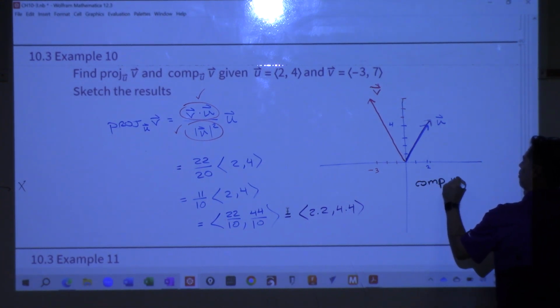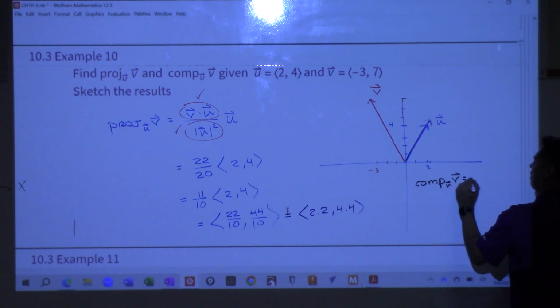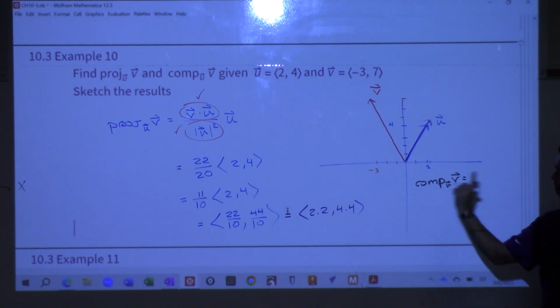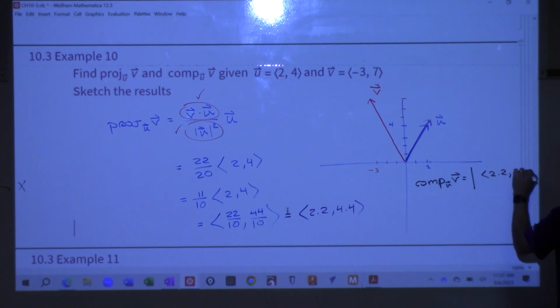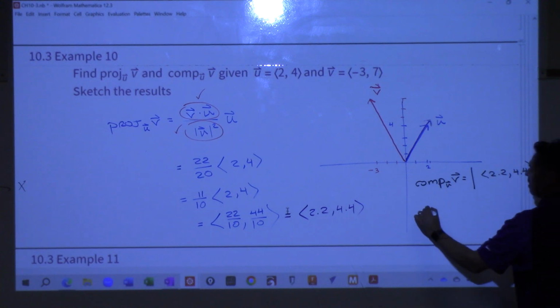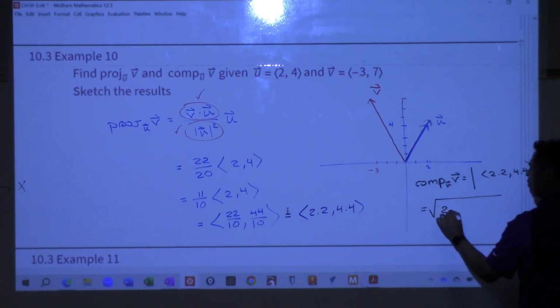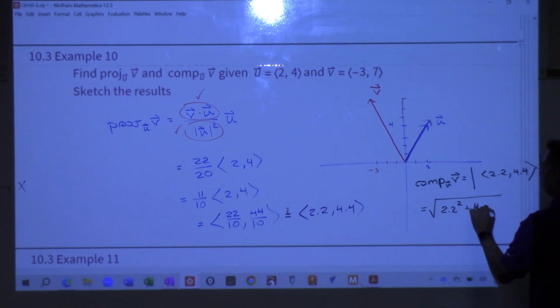Okay, so for the component, we're doing the component of v onto u, right? V onto u. So v onto u will be the magnitude of this thing, right? It's the magnitude of that vector that we just got, which is the square root of 2.2 squared plus 4.4 squared.